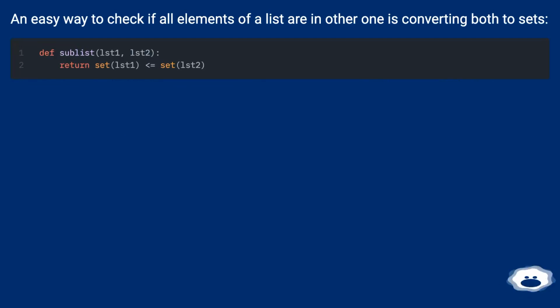An easy way to check if all elements of a list are in another one is converting both to sets.